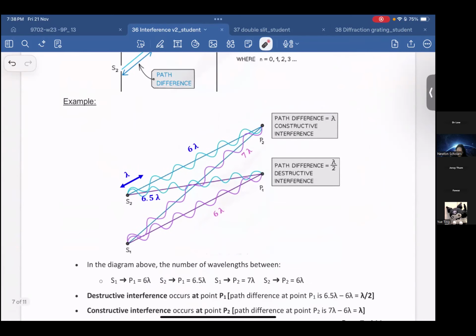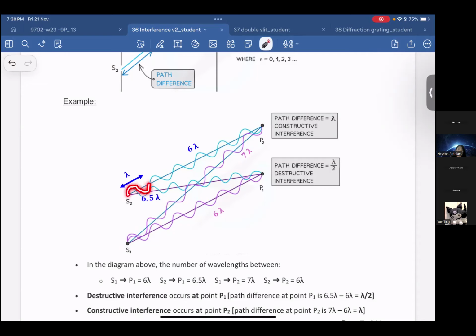This one has two sources. The sources emit the waves. The blue color is from source 2, and the purple color is from source 1. Source 2 comes out with the wave, and source 1 also emits a wave. They superpose, or meet up, at P2, point 2. At here, are they producing constructive or destructive interference? How do we know? Let's look at this example.